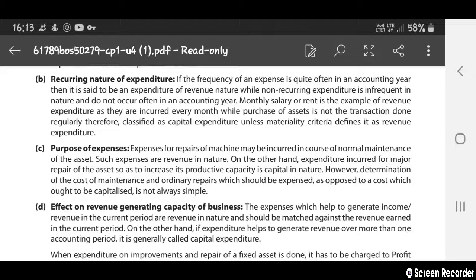So the purchase of assets is not regular, therefore it is called capital. It is classified as capital expenditure unless the materiality criteria, which you learned in the last chapter, defines it as revenue expenditure.